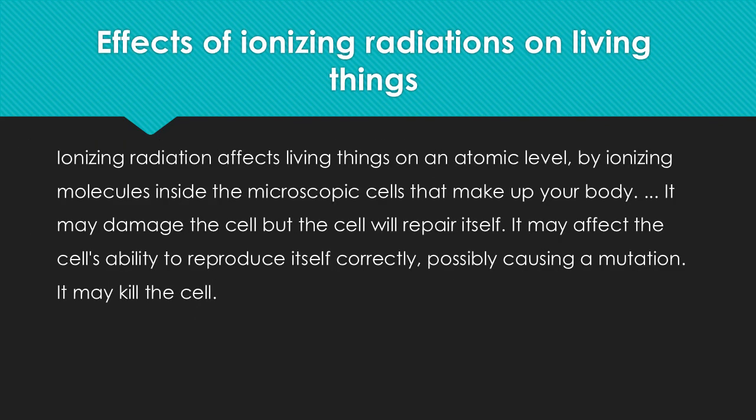Effects of ionizing radiations on living things. Ionizing radiations affect the cells of our body. They may damage the cells, but the cell will repair itself. They may affect the cell's ability to reproduce itself correctly. They may also cause mutation or may kill the cell.